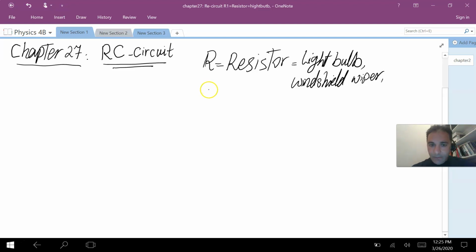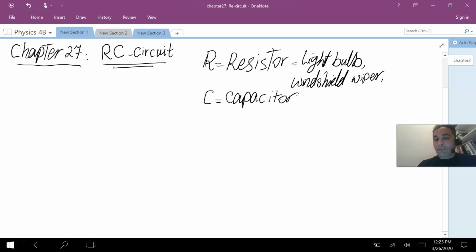So R is resistor and C is capacitor. Okay, so as you see, when we say RC circuit, that means connection of resistor to a capacitor, and then we need a potential, so we need to connect both of these to a battery. Therefore, guys, RC circuit is actually the heart of time-keeping circuits.